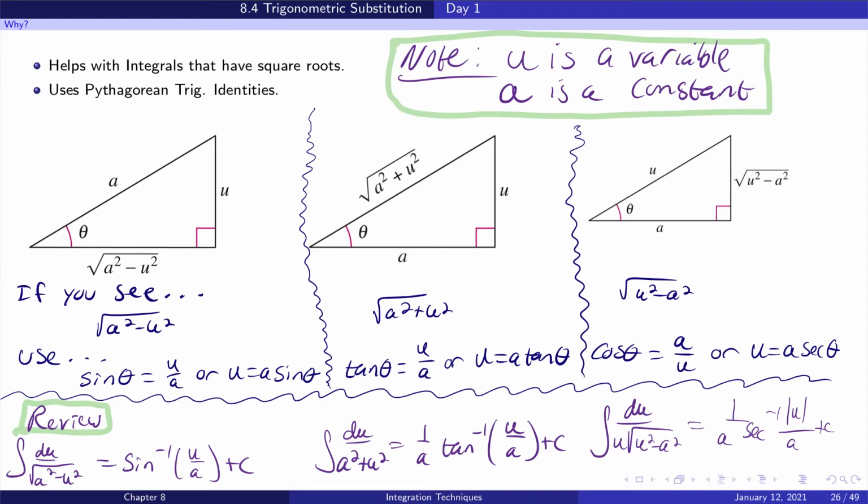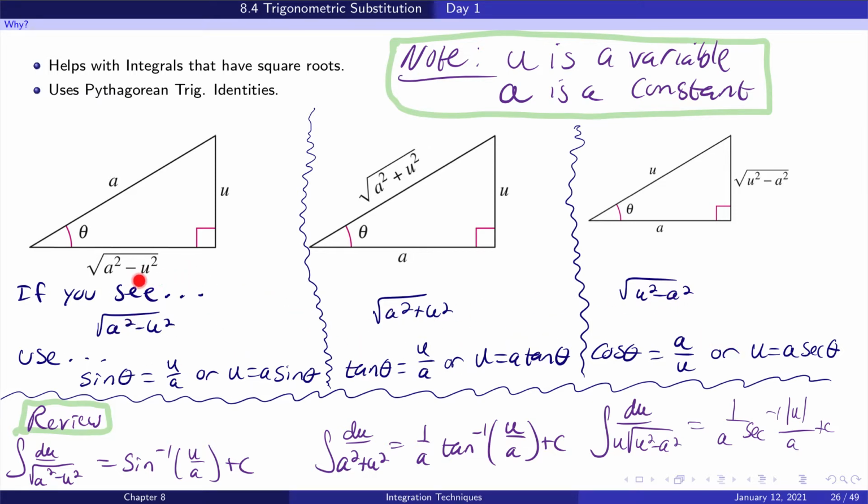These are the notes for Chapter 8, Day 78. We're going to spend 2 days on trig substitution, and what's going to happen is when you see square root statements, either a squared minus u squared, a squared plus u squared, or u squared minus a squared, it's going to be much more convenient to replace those square root statements with some sort of a trig statement.